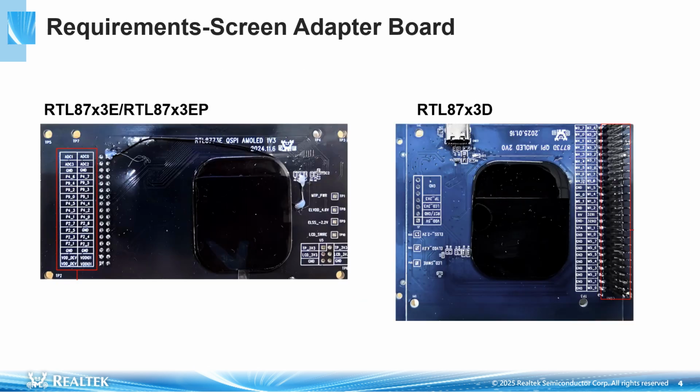The screen adapter boards for the 3 hardware platforms are divided into 2 sets. One set, left, supports RTL87X3E and RTL87X3EP, while the other set, right, supports RTL87X3D. The adapter board for RTL87X3D requires separate power supply via Type-C.